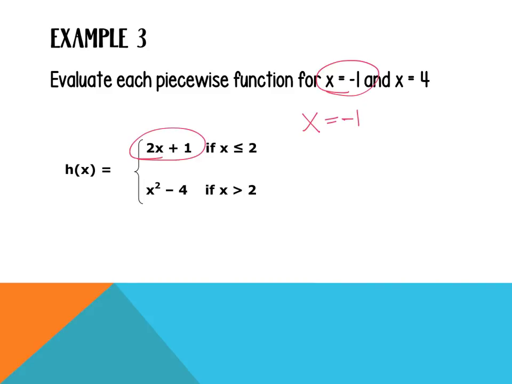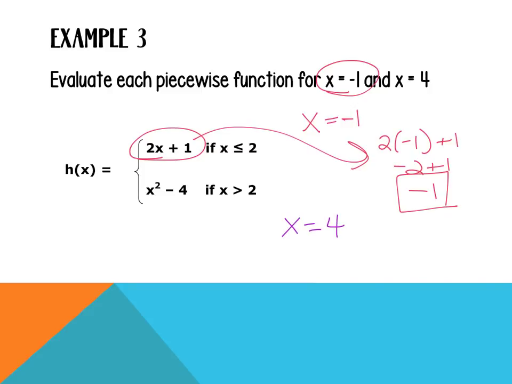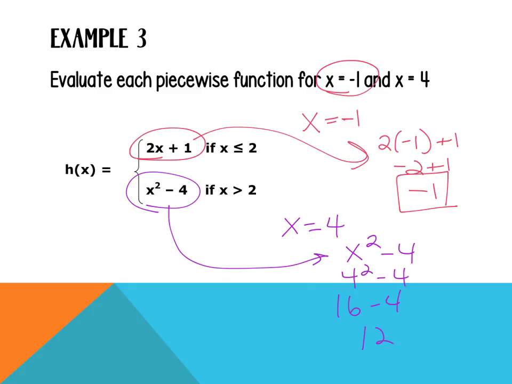Yep, good. It means I use the top one. So then I would just take this, plug it in. -2 plus 1, which is -1. And then it says evaluate it for x equals 4. So do I use the top one or the bottom one? The bottom one. So 4 squared minus 4, 16 minus 4, which is 12.